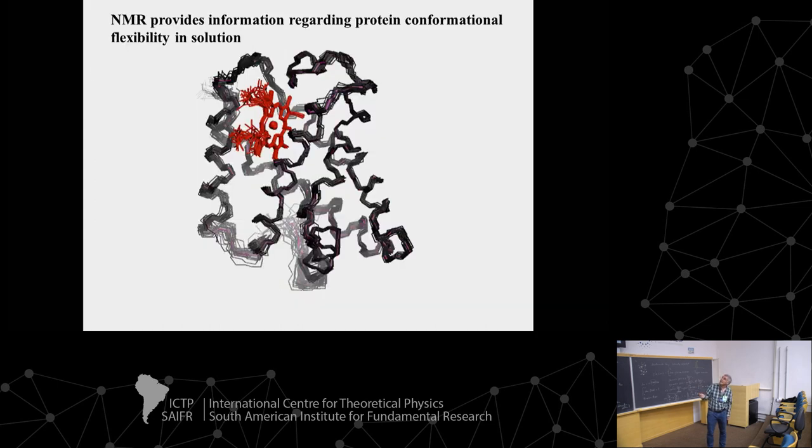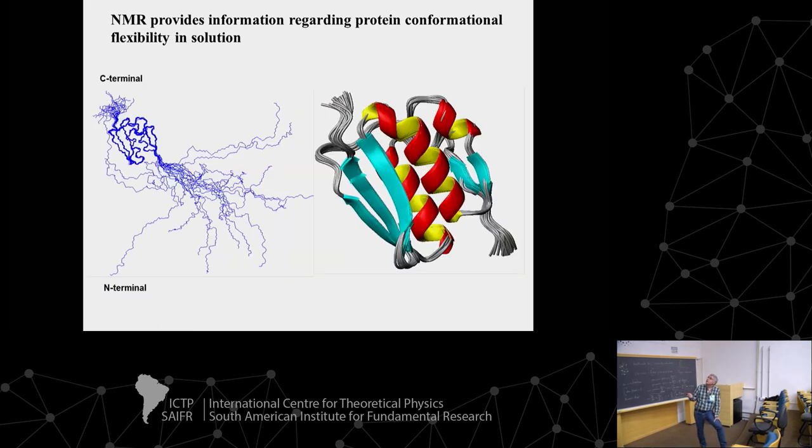So this is an example of an NMR structure of a heme binding protein. You can see that there are certain regions of the backbone where all of the models are basically exactly the same. So this is a very, very well-determined region. This is basically telling us that this part of the protein is not very flexible. Whereas in this loop here, for example, you can see that each model is a little different, okay? And that is telling us that this region of the protein is probably conformationally flexible, okay? So it's dynamic.